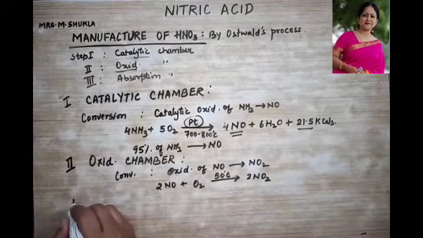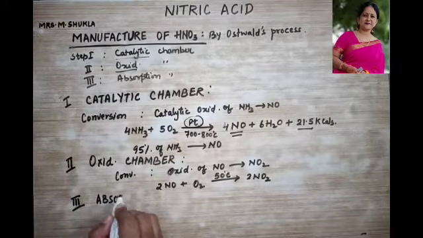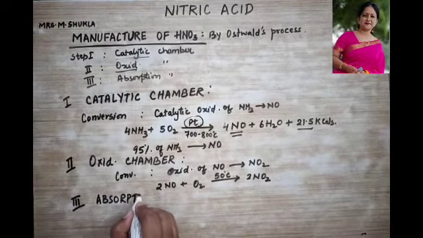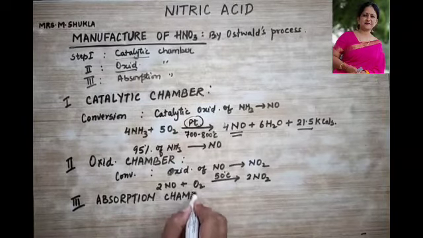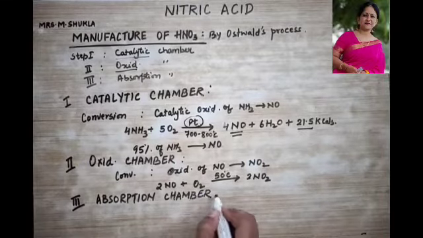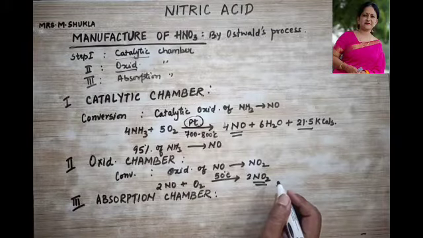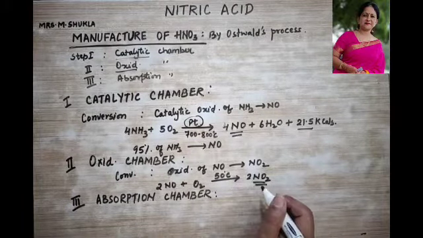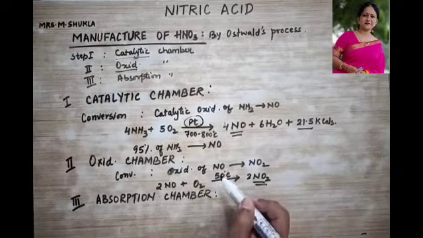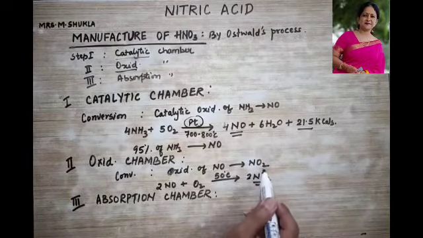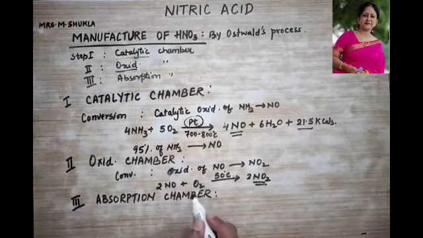Then we move to the third chamber. What is the third chamber? The absorption chamber. Okay, so which gases move to the absorption chamber? The nitrogen dioxide is going to move to the absorption chamber. Clear? The gases which left the catalytic chamber were nitric oxide. This nitric oxide went where? To the oxidation chamber. The oxidation chamber converted it into nitrogen dioxide at what temperature? 50 degrees. Now here in the absorption chamber, what will happen?